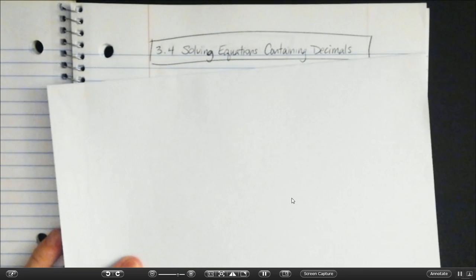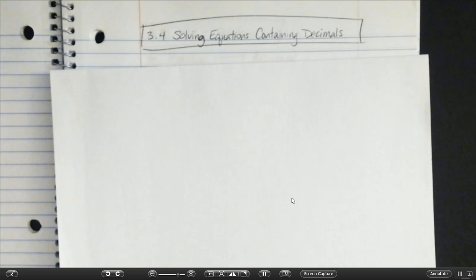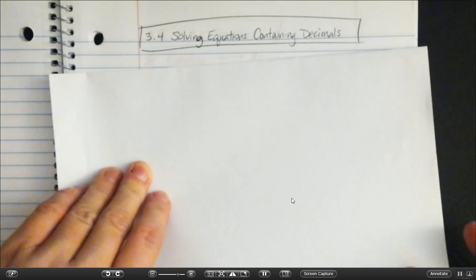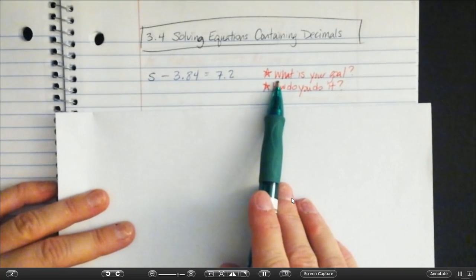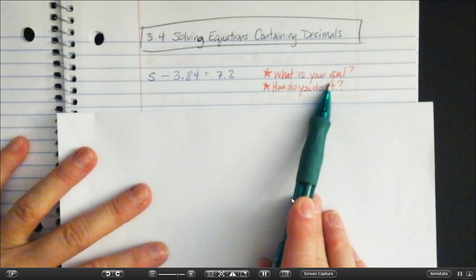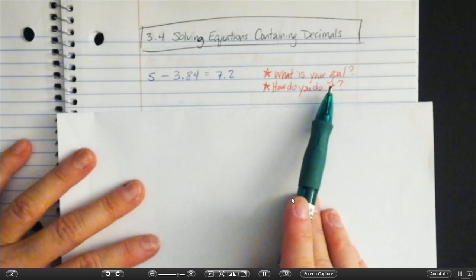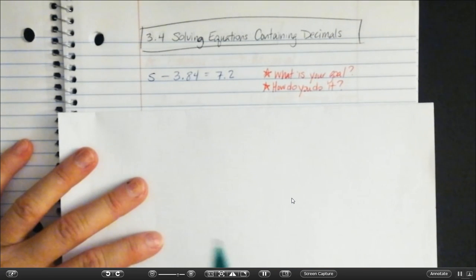So we are solving equations containing decimals. You've added and subtracted and multiplied and divided with decimals. Now we're going to start solving equations that have decimals. Remember, there are no new steps, because you know what to do. What is your goal? To get the variable by itself. How do you do it? By combining like terms and using inverse operations. Mostly today we're just using inverse operations.